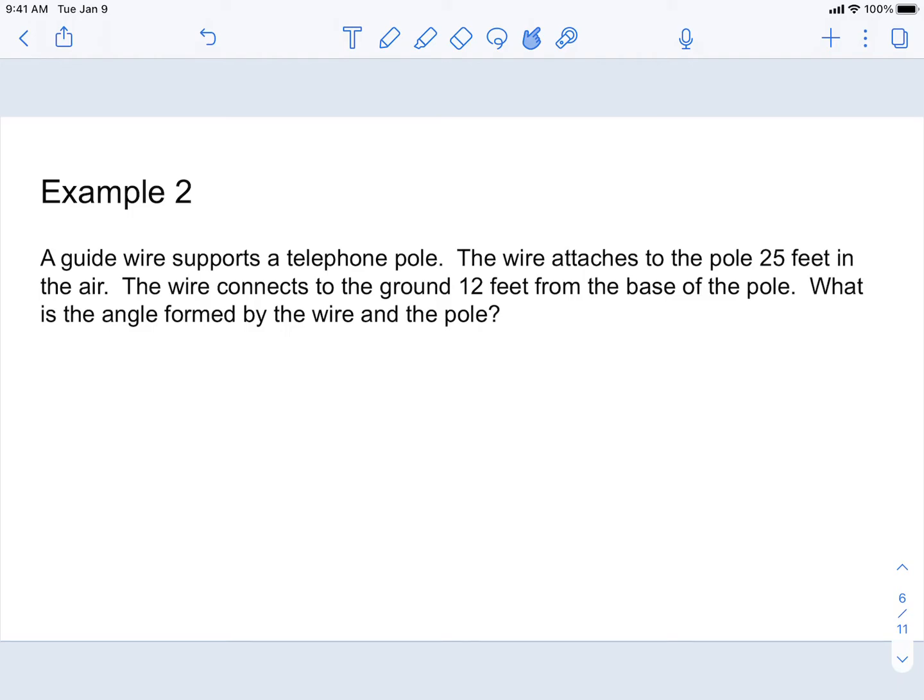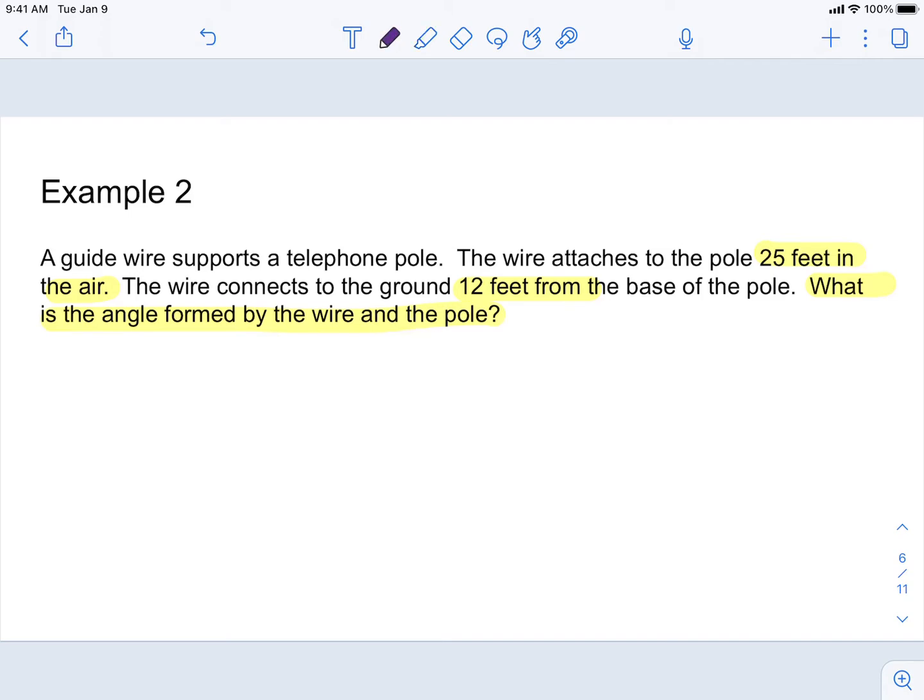All right, here's another one. A guide wire supports a telephone pole. The wire attaches to the pole 25 feet in the air. The wire connects to the ground 12 feet from the base of the pole. And what is the angle formed by the wire and the pole?